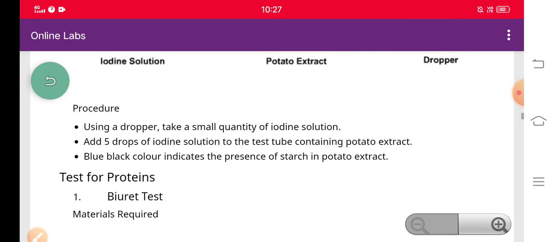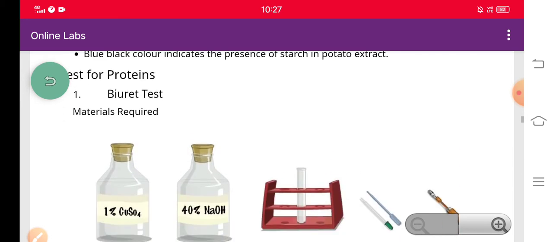Now these are the related practicals of the test. We are only going to perform with the Benedict solution.